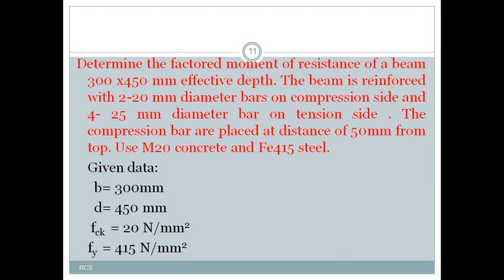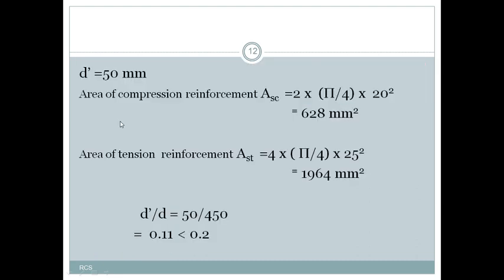Right. So based on this problem we have to write what the given data is. The width of the beam given is 300 mm. Effective depth is 450 mm. And for M20 grade, the characteristic compressive strength of concrete is 20 Newton per mm square. And for Fe415 steel, the characteristic strength of steel is 415 Newton per mm square. As the problem mentions the number of bars and diameter of bars provided in the compression zone as well as in the tension zone, according to that we have to calculate the area of compression reinforcement and area of tension reinforcement. In addition, the effective cover of the compression reinforcement, that is d dash, is given as 50 mm. Right.